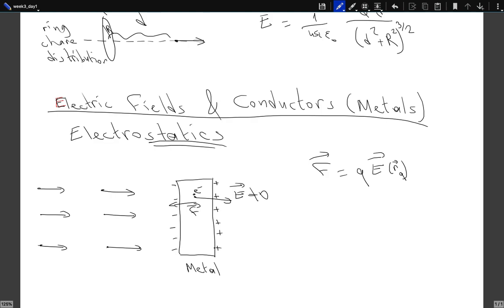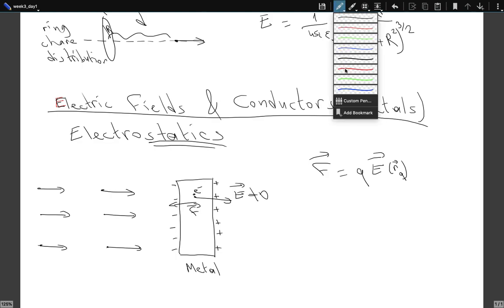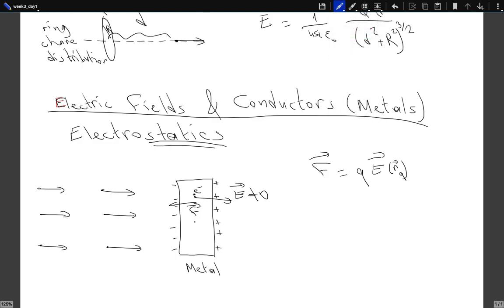Well, the electric field is always pointing away from positive charges and towards the negative charges. So the electric field created by these charges will be in the opposite direction. This is the additional electric field. So here it will be in this direction, here it will be in this direction, here it will be in this direction.